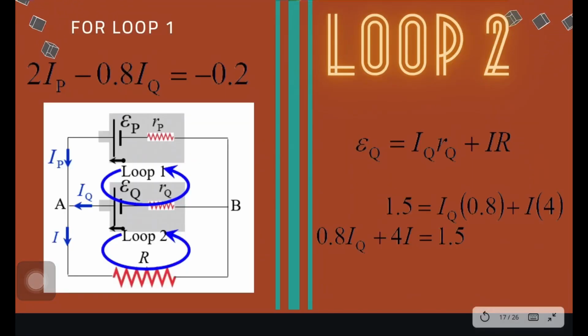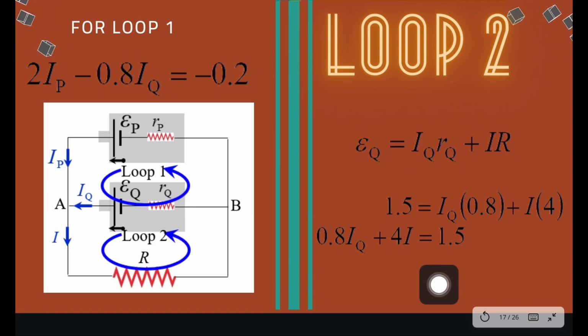Okay, how about loop 2? So we substitute the magnitude of EQ with 1.5, and then 0.8 for RQ and 4 for R, and rearrange the equation. It becomes IP plus IQ plus I equals to E. So it will be equals to 0.8 IQ plus 4I equals to 1.5.